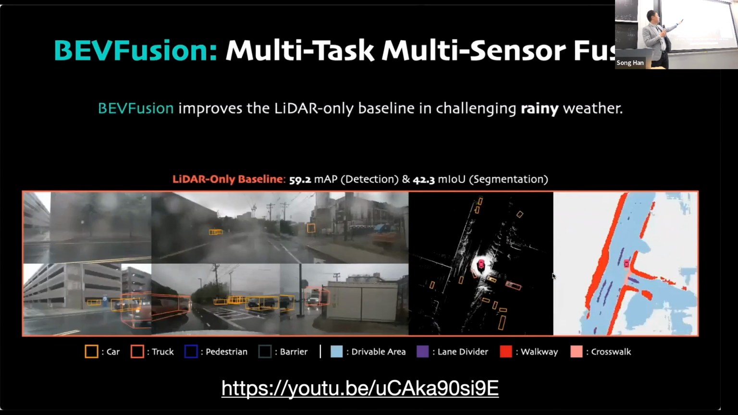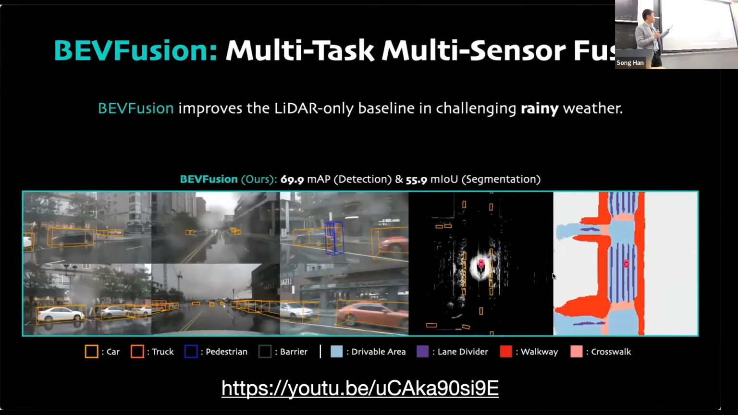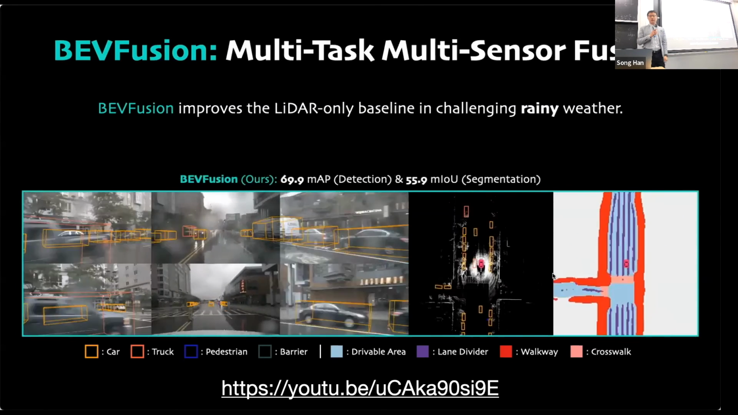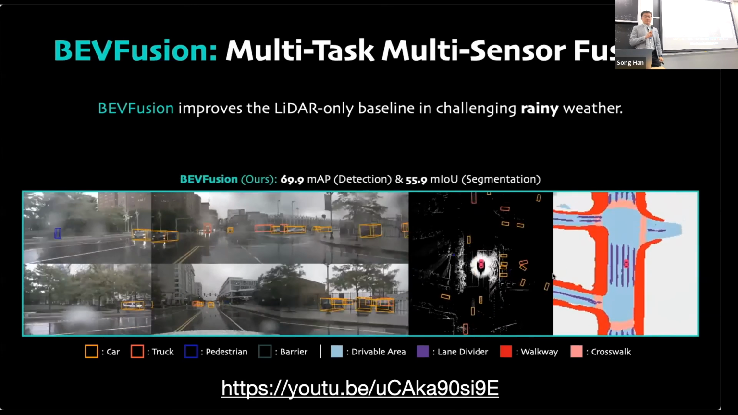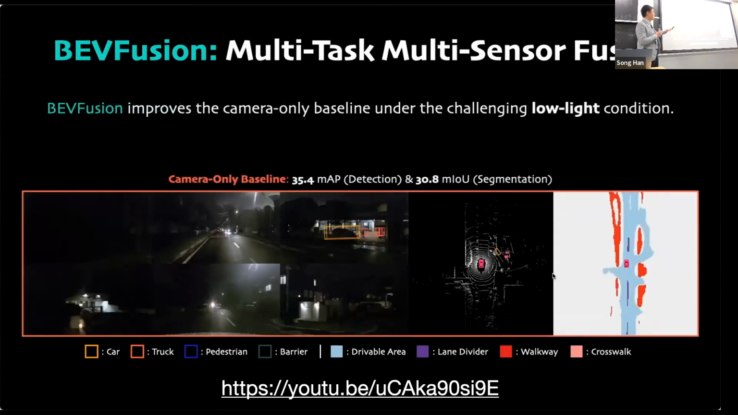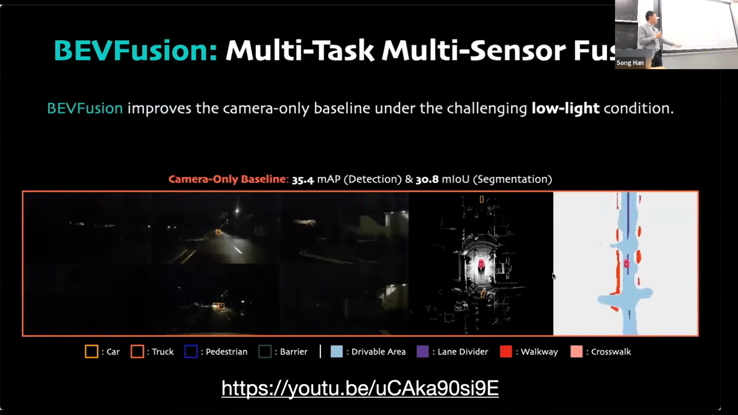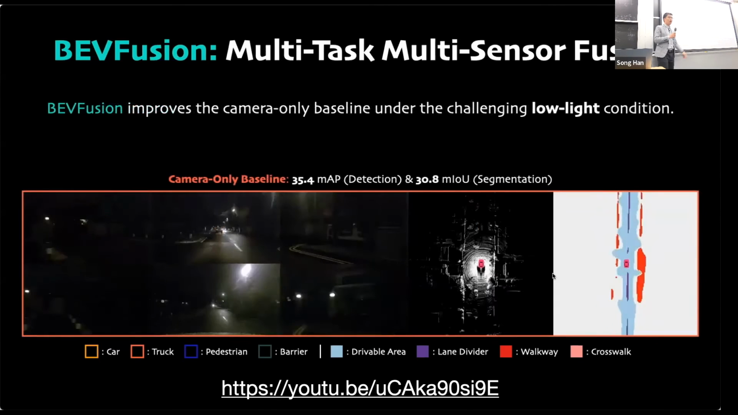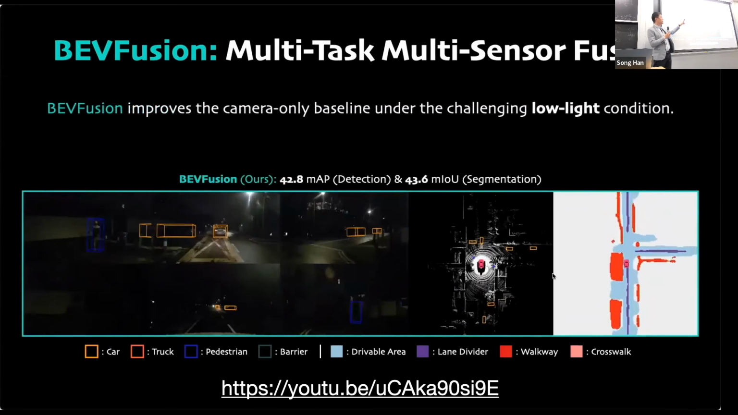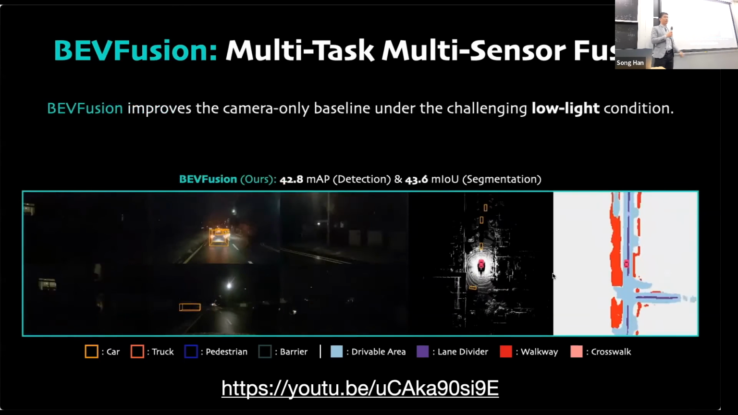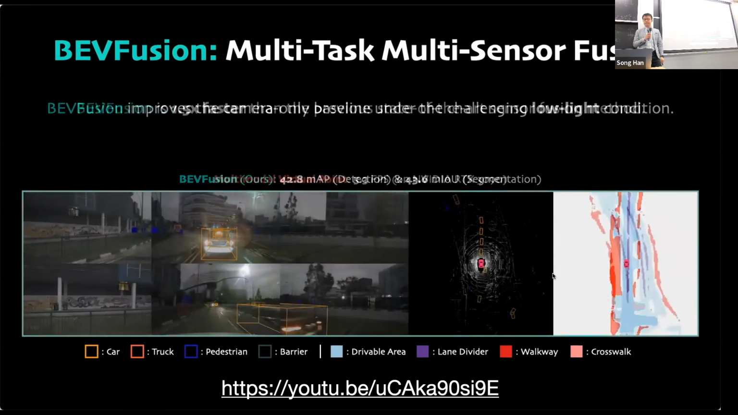The LiDAR-only baseline does not perform well in rainy weather, right? So the fused method can use the camera to compensate for that. And similarly, in the night view, the camera-only baseline does not perform well. Lots of the objects are actually lost. But by adding LiDAR, BEV fusion can do a better job in those low light conditions.